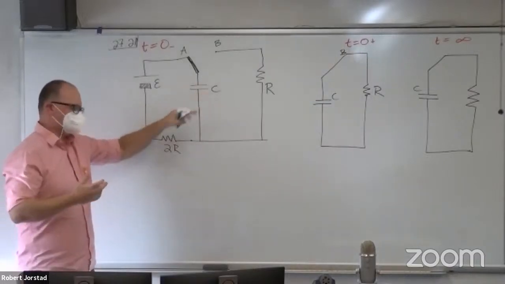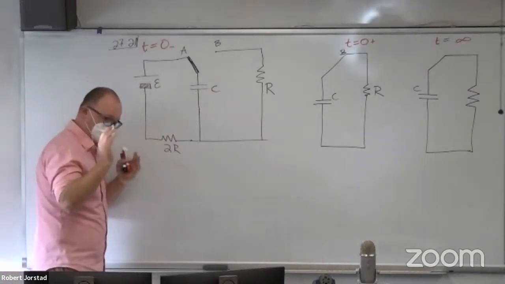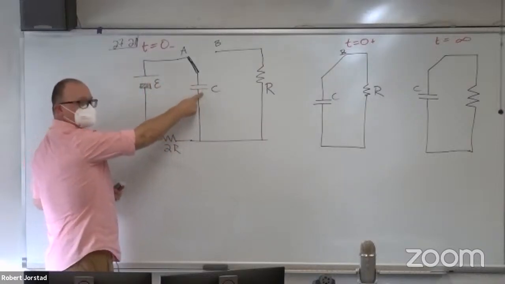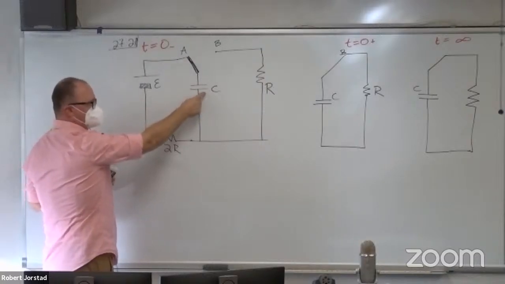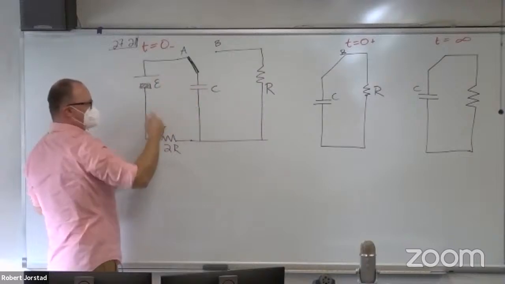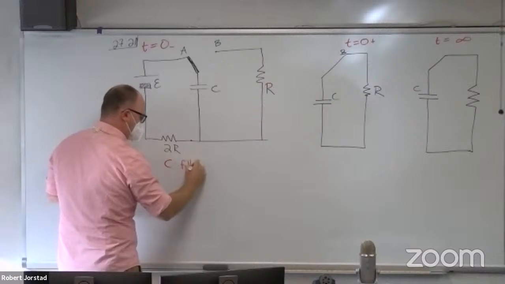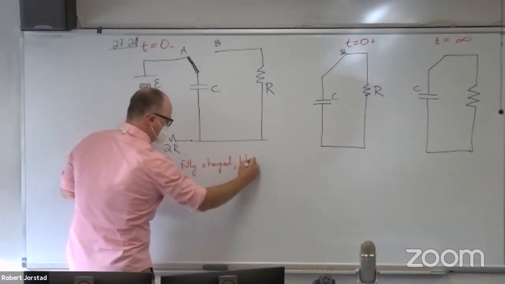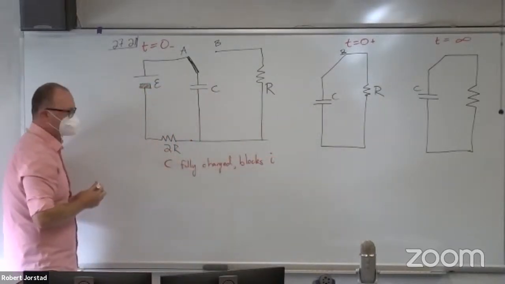Let's think about it like this. I just want to make sure I get the reasoning right, because that's going to matter in the next problems. Okay, so the reasoning matters here. Do you agree that once this thing gets filled up, no current flows? That's kind of the fundamental physics going on. This gets filled up and it's causing an electric field that blocks the current flow. So we expect a capacitor fully charged blocks I, meaning blocks current flow.